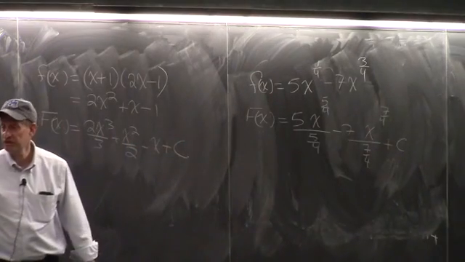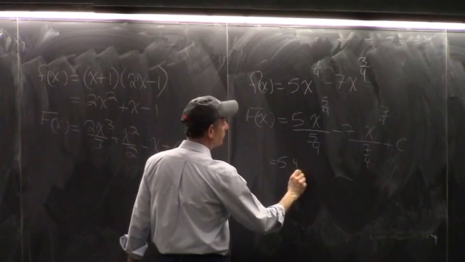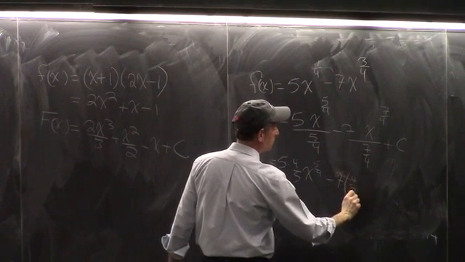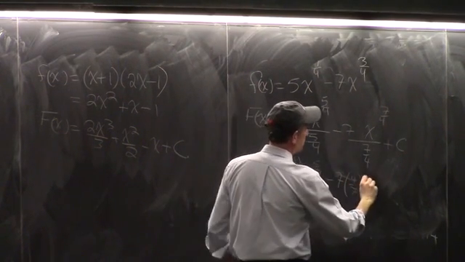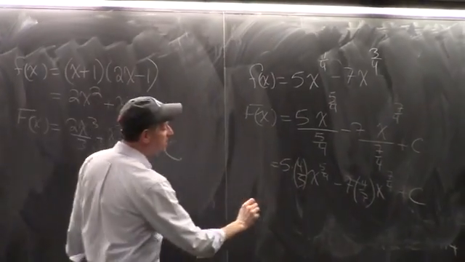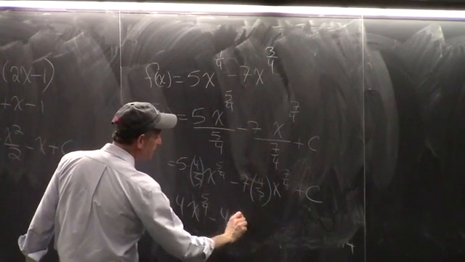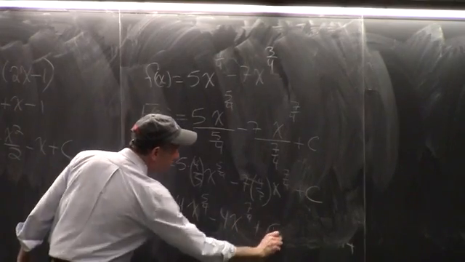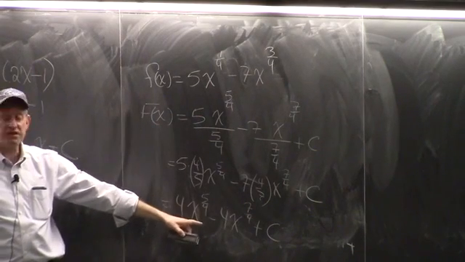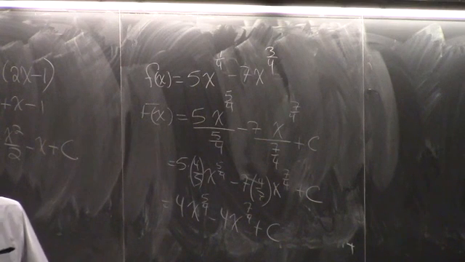Now, of course, you should be able to simplify that. You flip the fractions and multiply, and you get 4x to the 5/4 minus 4x to the 7/4 plus c. But this is perfectly fine. Okay? You would want to turn it into this if you needed to do something else. Okay?